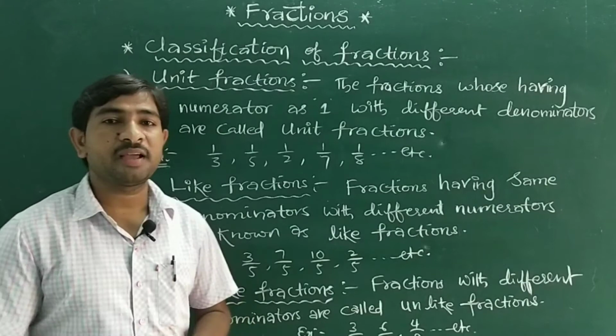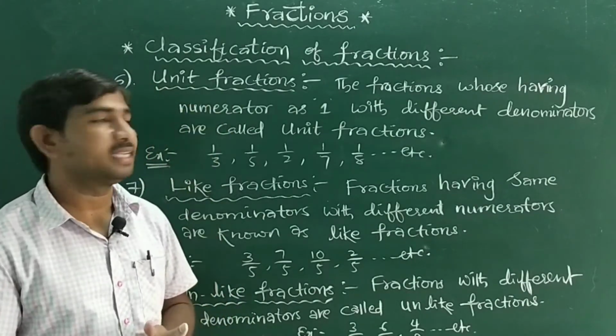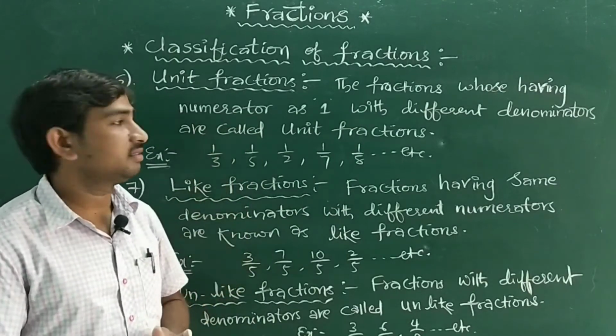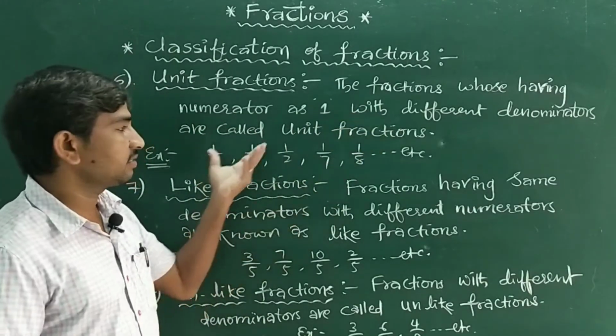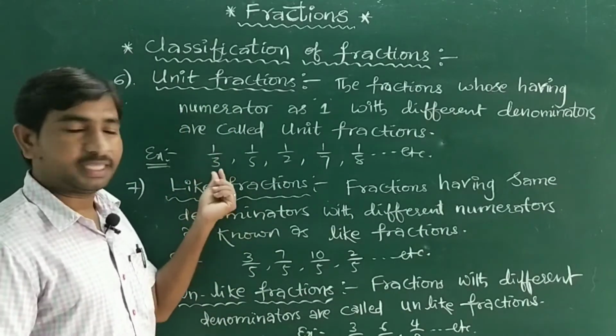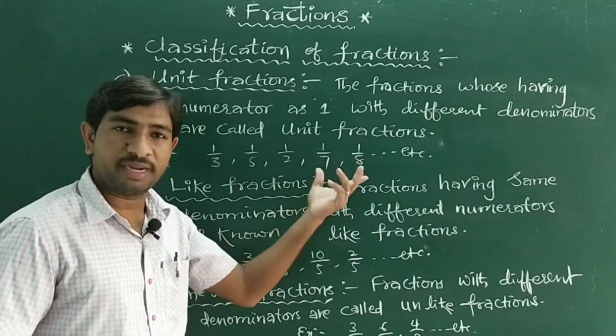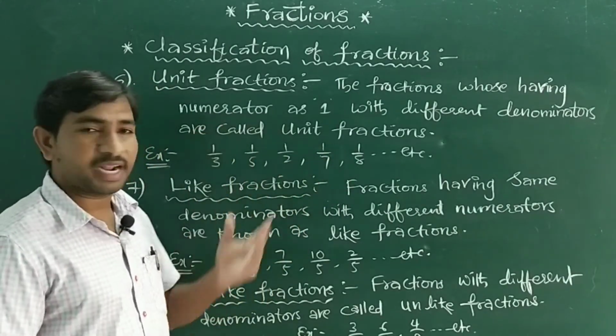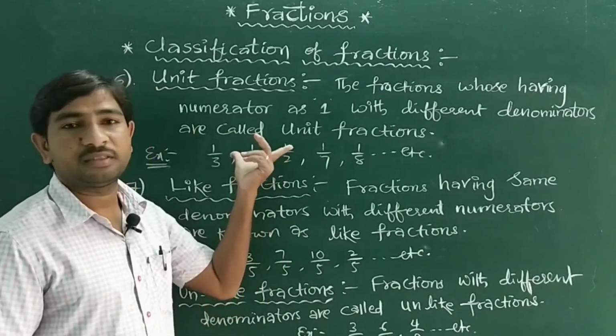Next type of fraction, unit fractions. The fractions having the numerator as 1 with different denominators are called unit fractions. For example, 1 by 3, 1 by 5, 1 by 2, 1 by 7, 1 by 8. See, if you observe, all the numerators are the same, 1 only. Such fractions are called unit fractions.